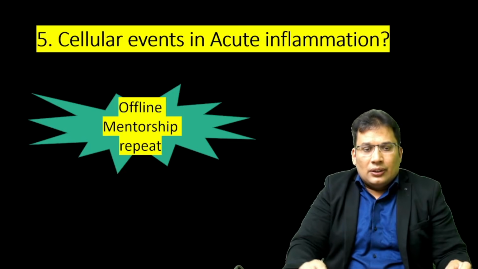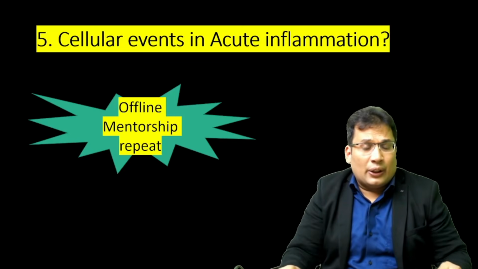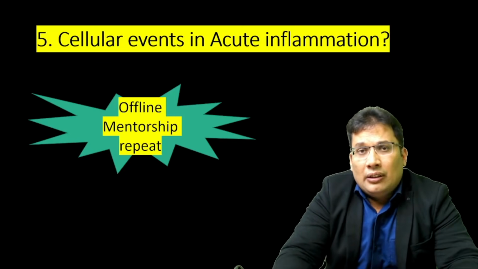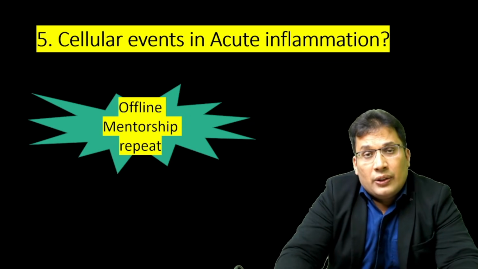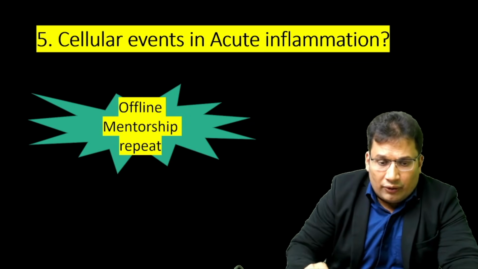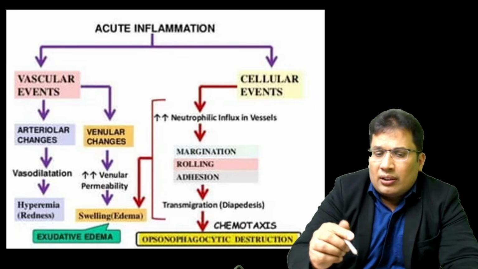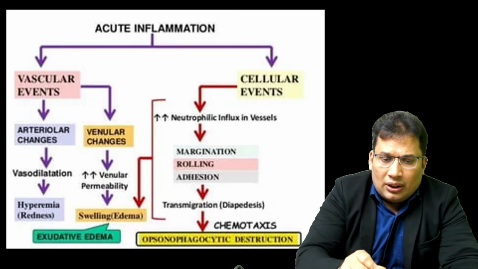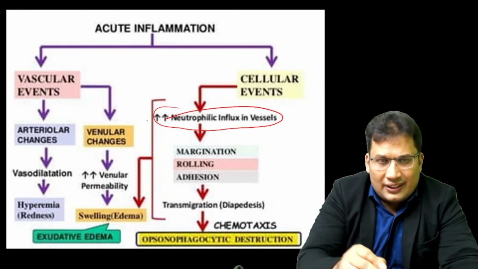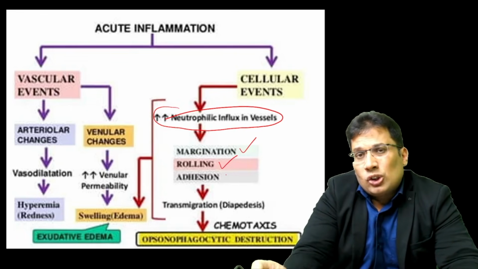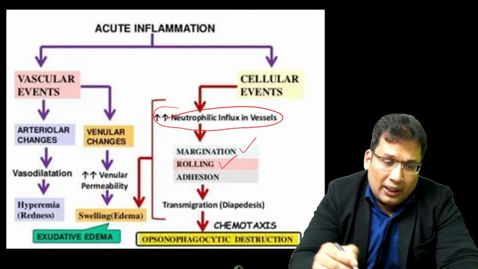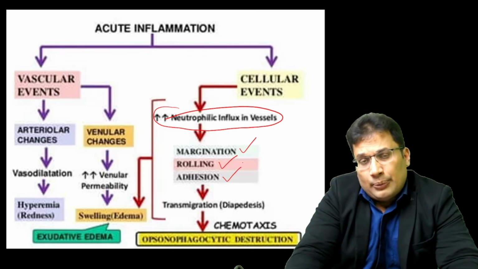Then what are the cellular events in acute inflammation? Last year's exam asked vascular events, this year's exam cellular events. Again, it's a repeat from the RGUHS mentorship program, the offline program. There are findings like increased neutrophilic influx in the vessels. So there will be margination, there will be rolling. Rolling is because of the selectins, and you need to write the types of selectin. Adhesion is because of the integrins, types of integrins.